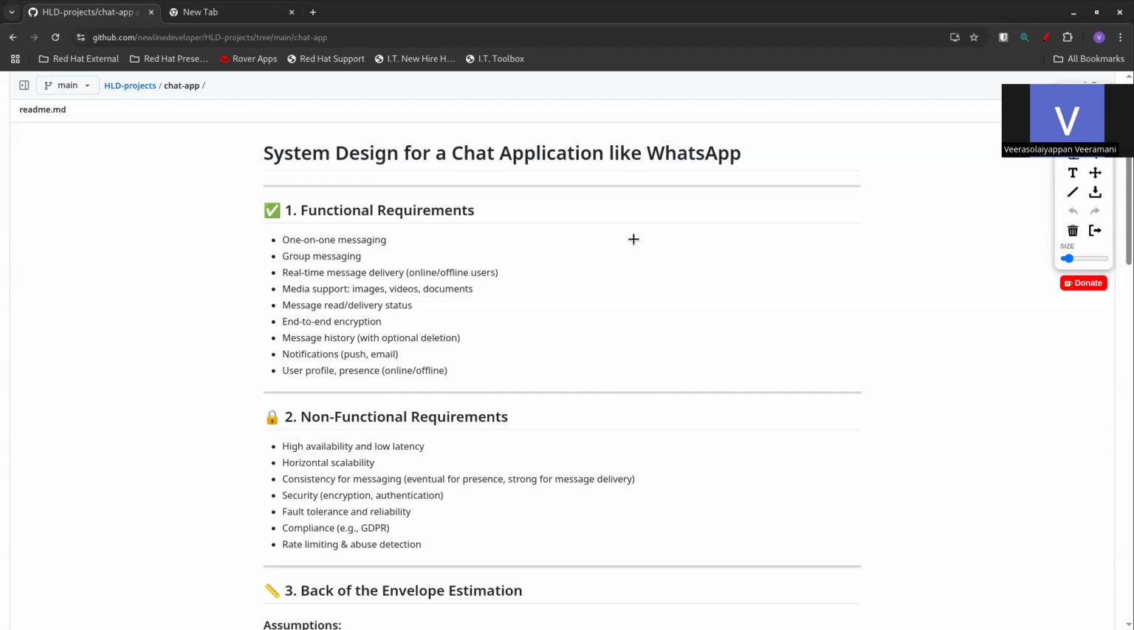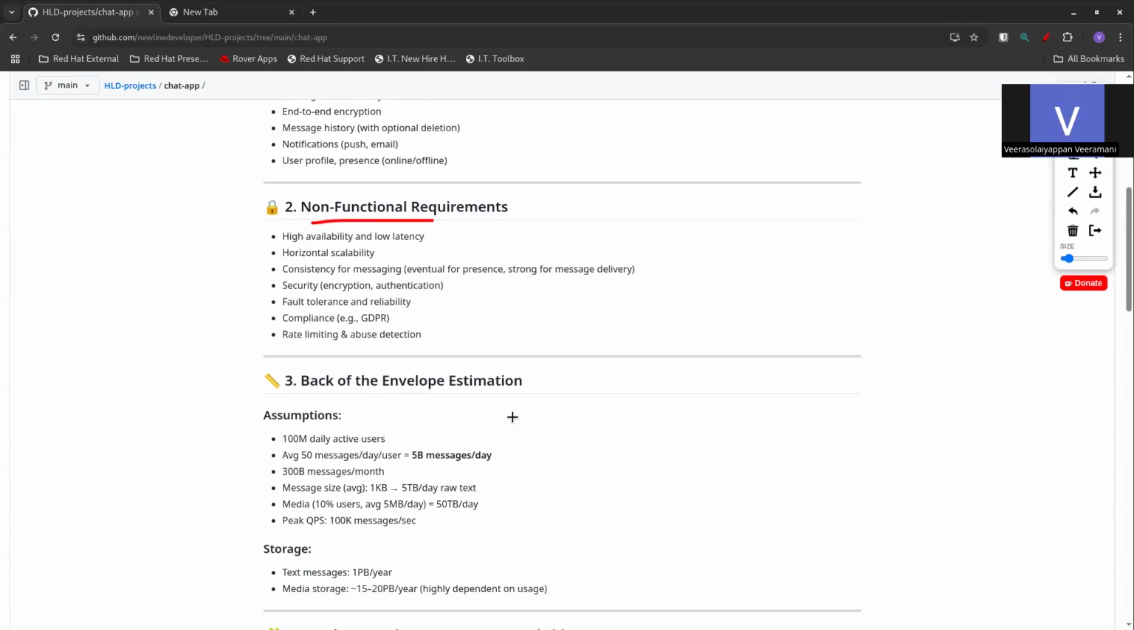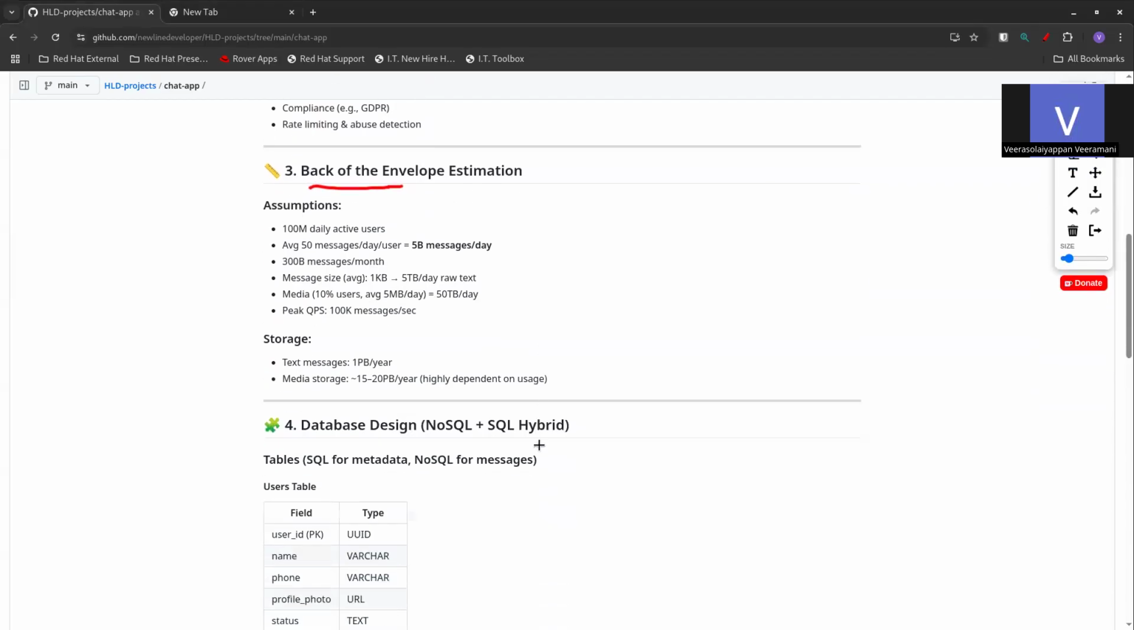That is the core agenda we are going to discuss. Here we are going to look into the functional requirements, and then the non-functional requirements we have to consider. Then the estimations we can do for storage and capacity, the back of the envelope estimations. And then the database designs that we are going to do.